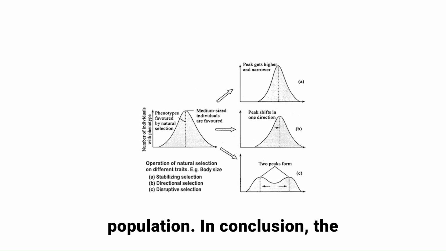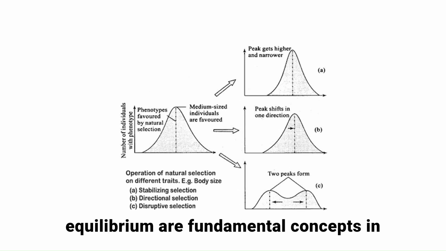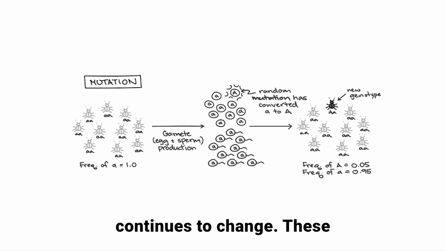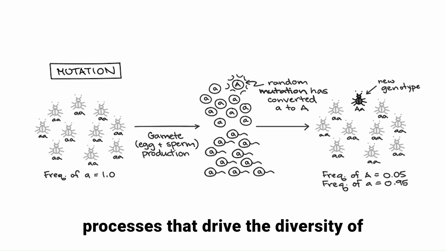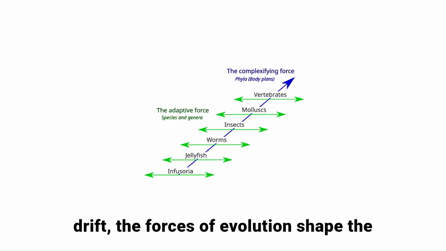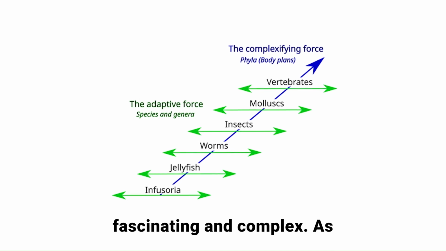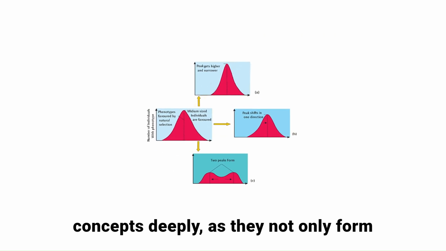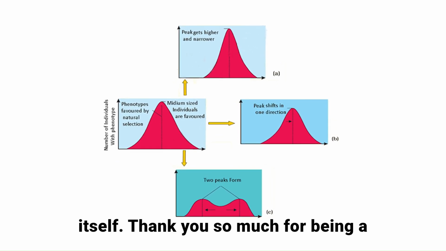In conclusion, the origin of life, the theories of evolution, and the Hardy-Weinberg equilibrium are fundamental concepts in biology that explain how life began and continues to change. These ideas form the cornerstone of modern biology and help us understand the processes that drive the diversity of life on Earth. Whether it's through natural selection, mutations, or genetic drift, the forces of evolution shape the living world in ways that are both fascinating and complex. As students preparing for exams like NEET and JEE, it's essential to grasp these concepts deeply, as they not only form the foundation of biology but also offer insights into the very nature of life itself.